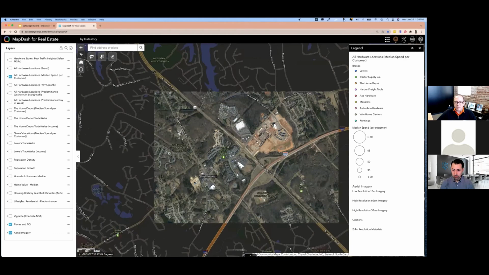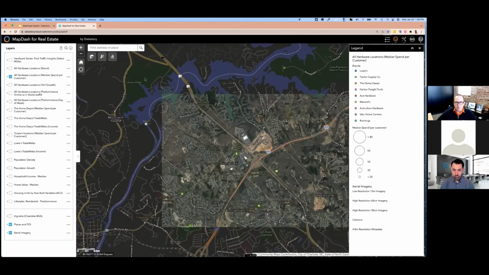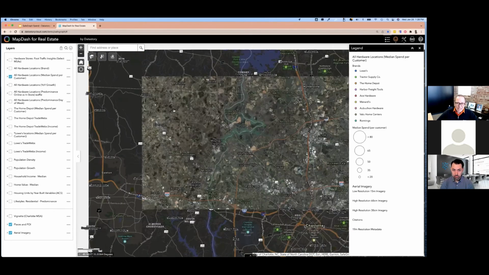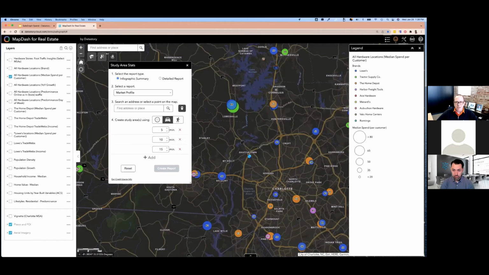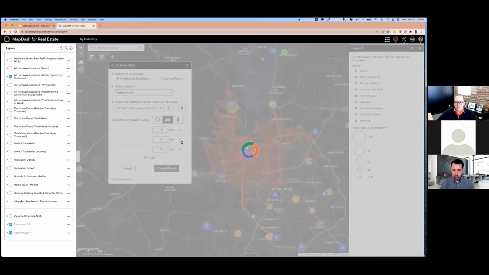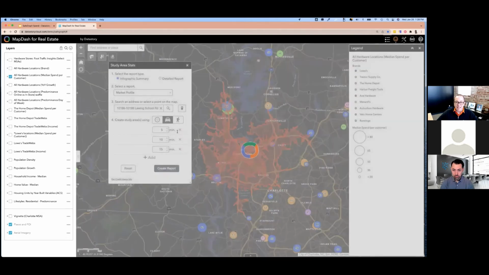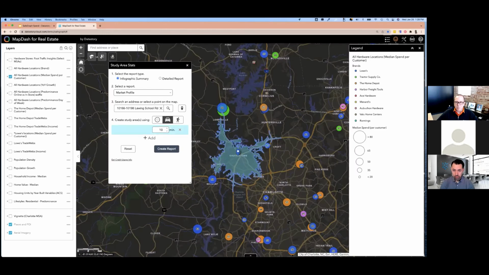And if I want to understand what my potential is in a given area, I can simply use the study area stats tool in MapDash and drop a pin on that intersection. And maybe we want to look at what a 5 or 10, or let's just go with a 10-minute drive time looks like. And I see that within 10 minutes, see this squiggly area, we're not yet reaching any of these other nearby stores. This is shaping up to be a really prime location.